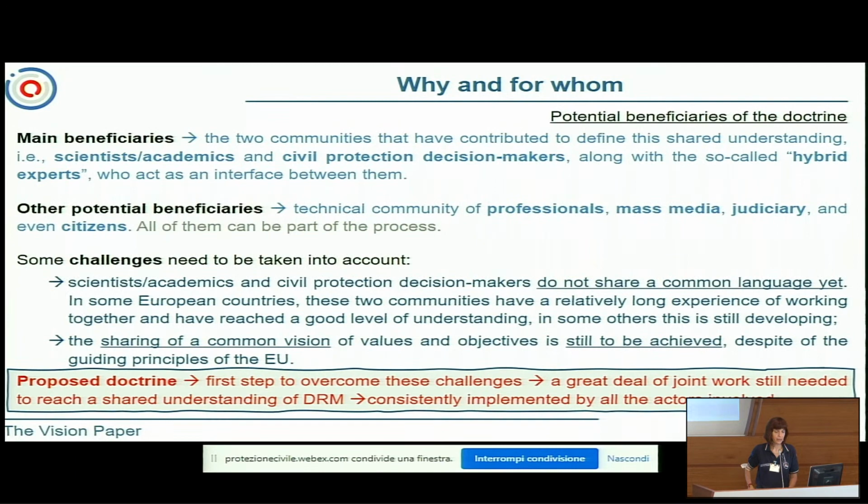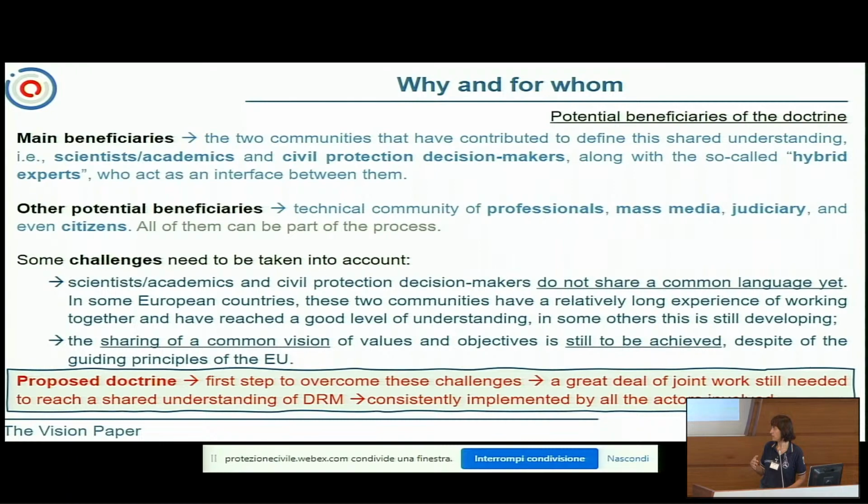Who are the potential beneficiaries of this doctrine? First of all, we think that the two communities that work in this project are the main beneficiaries, so scientists and academics on one side and decision makers on the other side. And of course, between them, there are hybrid experts, those people who favor the interaction between these communities, who are able to understand both languages and both the contents and needs. There are also other potential beneficiaries, of course: professionals, mass media, judiciary, and at the end of the line, citizens. And I also think that all of them are part of the project. So they are not only passive beneficiaries, they are also part of building this process.